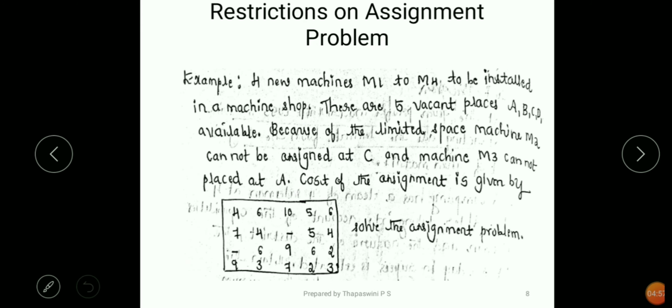Now, one more variation in the assignment problem is that there will be some restrictions in assigning jobs to people or machines to places, etc. So consider this example. 4 new machines M1 to M4 are to be installed in a machine shop. There are 5 vacant places A, B, C, D, E available. Because of the limited space, machine M2 cannot be assigned to C and M3 cannot be placed at A. The cost of the assignment is given here. Solve the assignment problem. You can see here that wherever there is no assignment allowed, it has been given a dash.